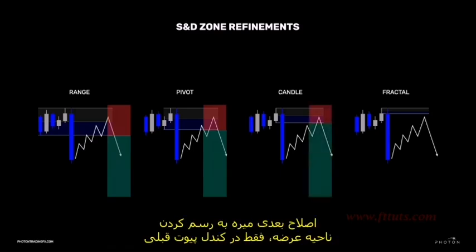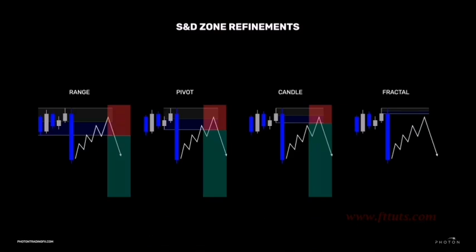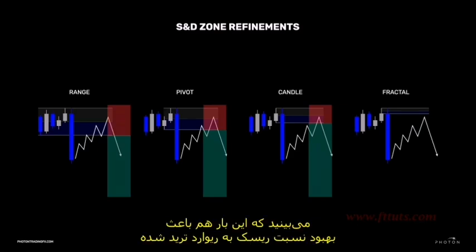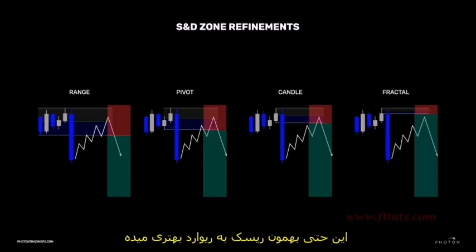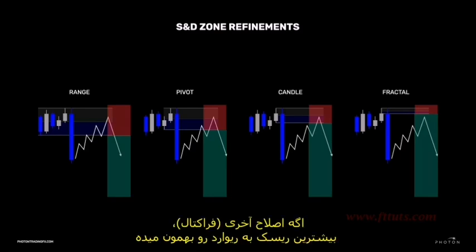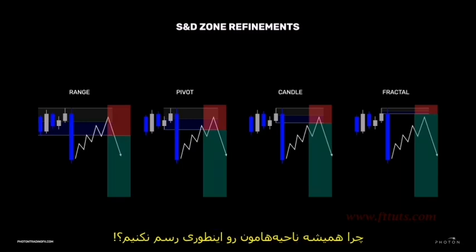The next refinement from there is drawing the supply zone from just a single candle within that pivot. And you can see that again, this will improve the reward to risk of the trade. And then finally, refining all of those supply zones to just the wick to give us that fractal refinement that will give us even higher potential reward to risk. So that's great, but you may now be wondering, if the fractal refinement gives us the highest reward to risk ratio, why wouldn't we just always draw our zone that way? Why bother drawing a much bigger zone on the entire range?